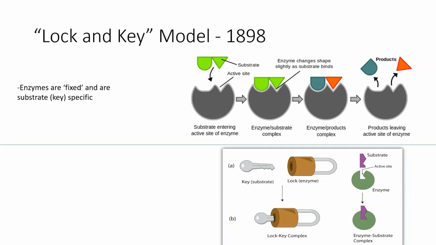We'll kind of work through a couple more metaphors. Enzymes are understood through a couple of models. One is the lock and key model. It was published in 1898. It's still around today because it's relatively relevant.